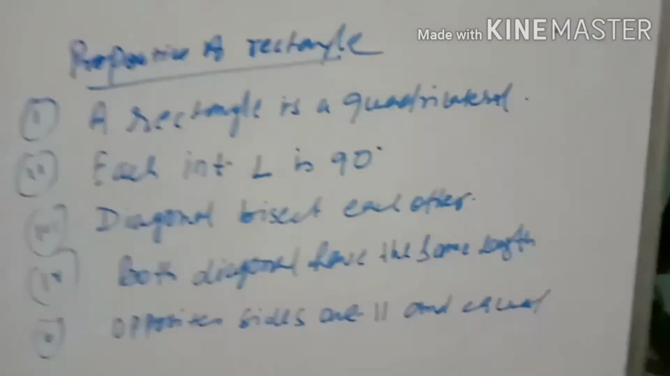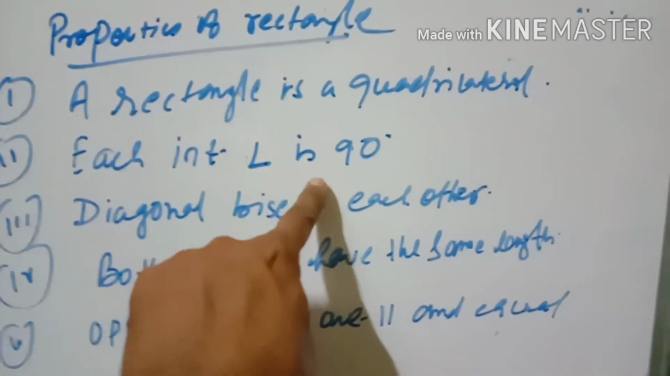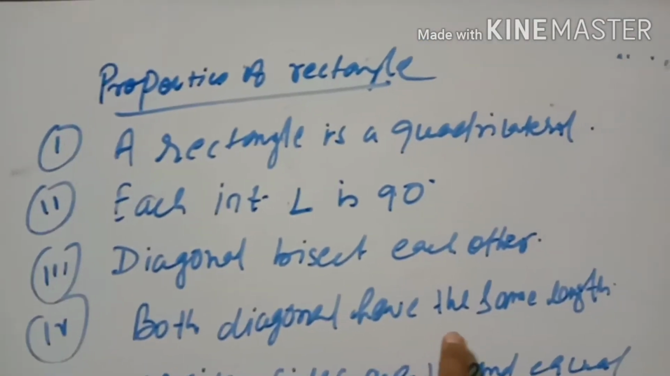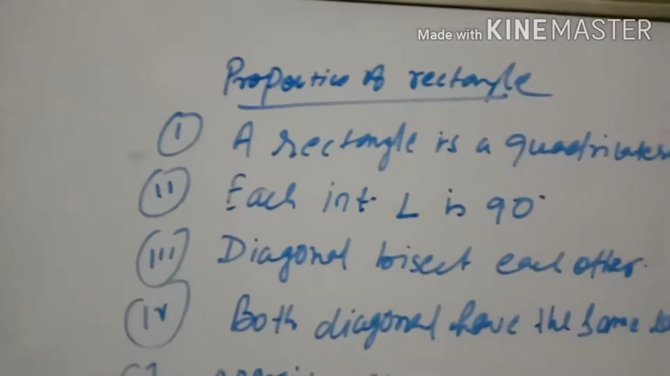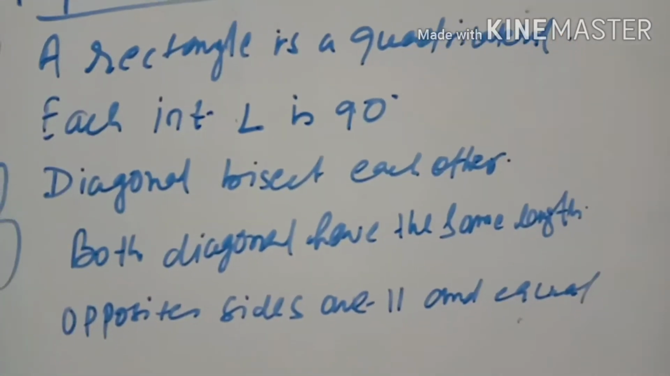Now see properties of rectangle. A rectangle is a quadrilateral. Each interior angle is 90 degrees, diagonals bisect each other. Both the diagonals have the same length. Opposite sides are parallel and equal. Please write down.